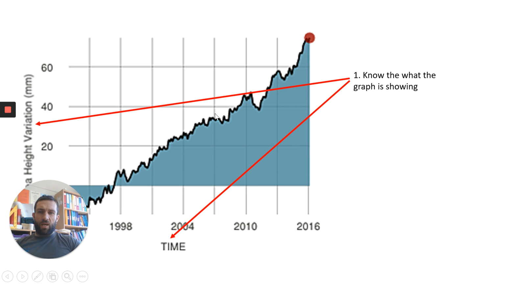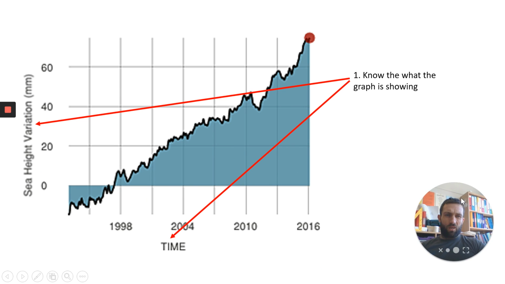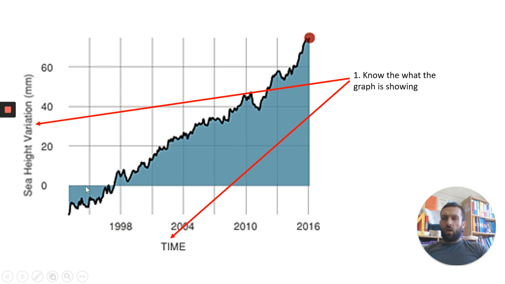Step 1 is knowing what the graph is showing you, and you can't see that because that's in the way, and that will need to be moved later on as well. So what we're looking at is the sea height variation in millimetres, which is very important, and over time. So we've got the years along the bottom. That's important to know because we're going to make reference to that later on.